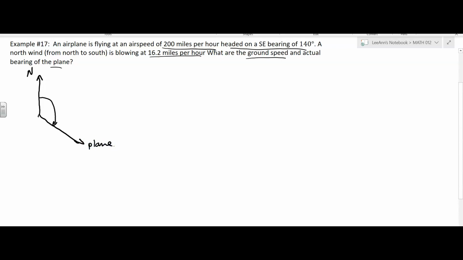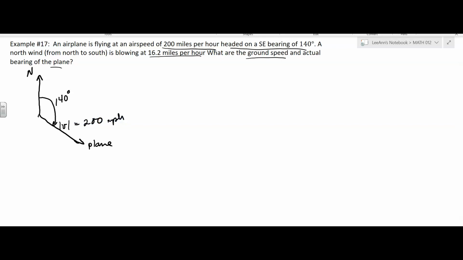And we know the direction then of this plane. We know that this is 140 degrees. So that's how it heads out. It's heading out in that direction, and if there were no wind, it would stay in that direction. We also know the magnitude of this vector. I'm going to call it vector V. And so the magnitude of that vector is 200 miles per hour.